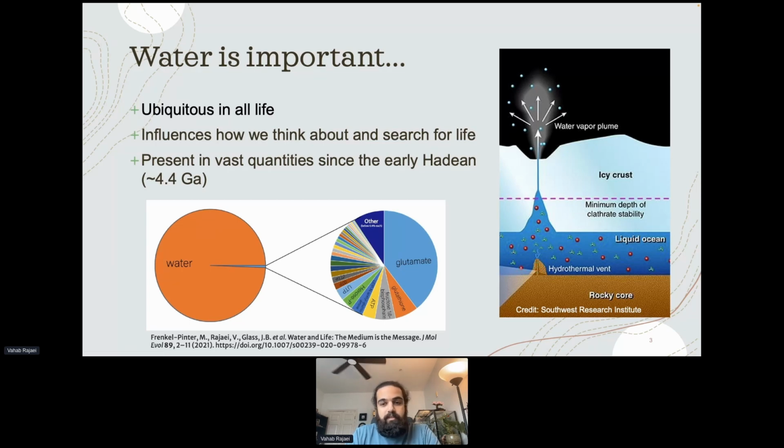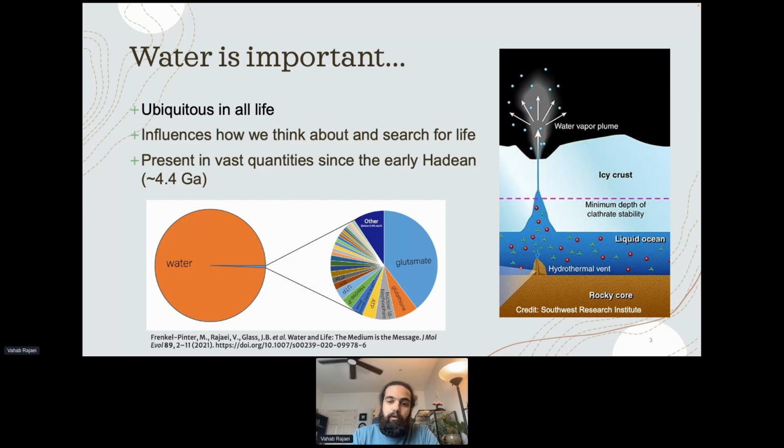Water has been around since the early Hadean. Pretty much as soon as the Earth was cool enough to have stable liquid water, it did. And at that time, given the environmental factors, it wasn't boiling at 100 degrees Celsius. I think water was liquid up to around 200 degrees Celsius. So not quite the same conditions, but still liquid. So it has been around for a very long time, and it definitely plays an important part in how we think about our search for life.